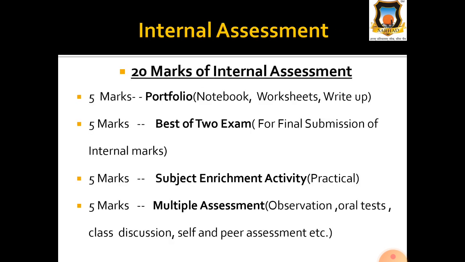Now let us talk about the internal assessment. Internal assessment is a continuous part. 20 marks are there for the internal assessment, as you all know, and we consider this mark at the finals.